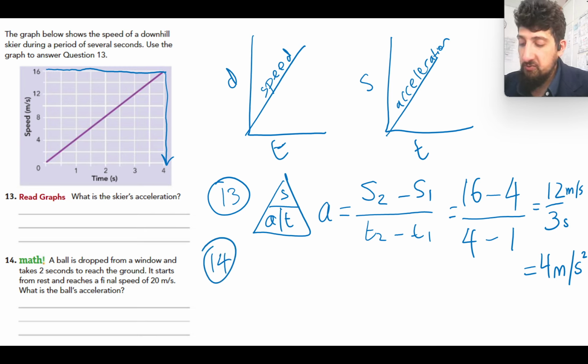A ball is dropped from a window and takes 2 seconds to reach the ground. It starts from rest and reaches a final speed of 20 meters per second. What is the ball's acceleration? So the first speed, S1, equals 0 meters per second, while S2 all the way down here is going to be 20 meters per second.